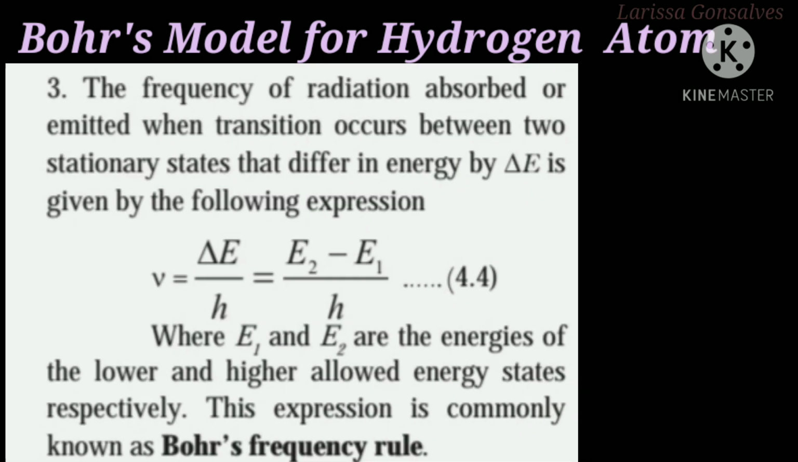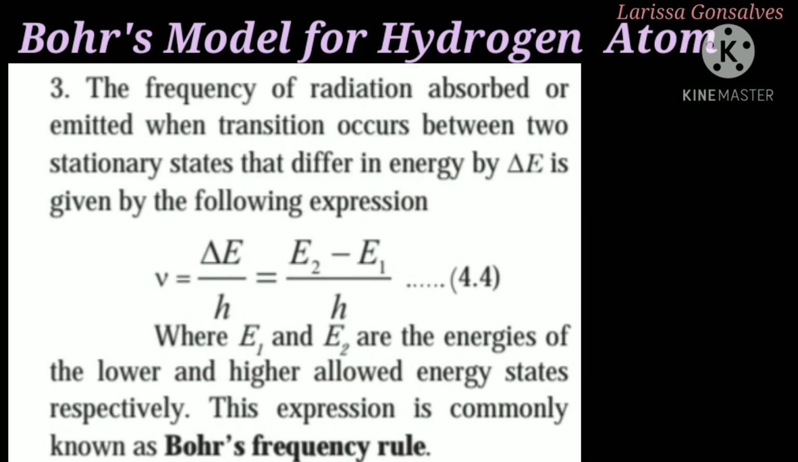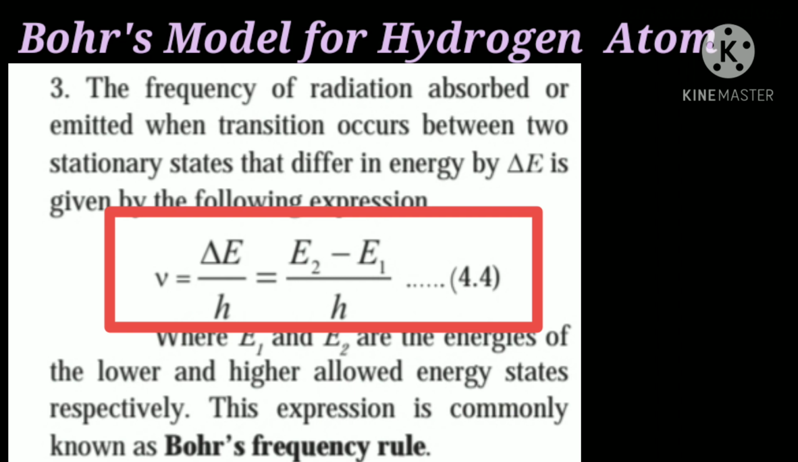The third postulate: the frequency of radiation absorbed or emitted when a transition occurs between two stationary states that differ in energy by delta E is given by the expression ν = ΔE/h, where ΔE is nothing but the difference between the energies, so it is (E2 − E1) divided by h.